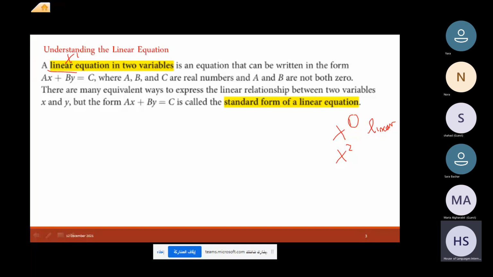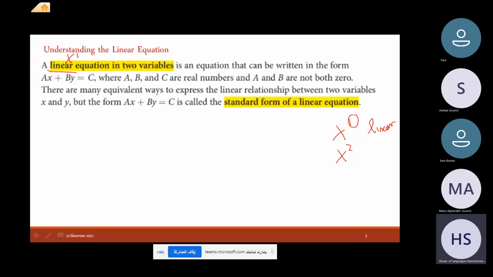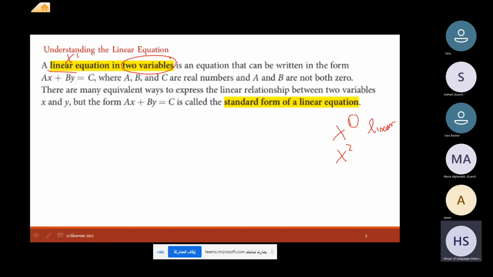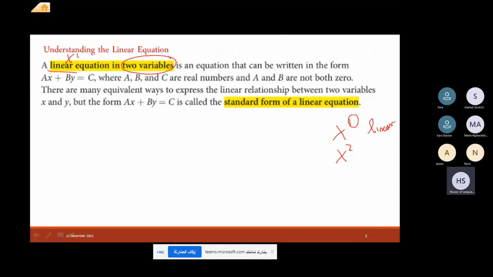Only x, only y. Now, in this lesson, we're going to learn a linear equation, but now in 2 variables. The common variables in math are x and y. In Arabic, they are sin and sad. So in English, they are x and y, the 2 variables common in math. So I have it like x plus y equal a number, like x plus y equal 4, x plus y equal 7.